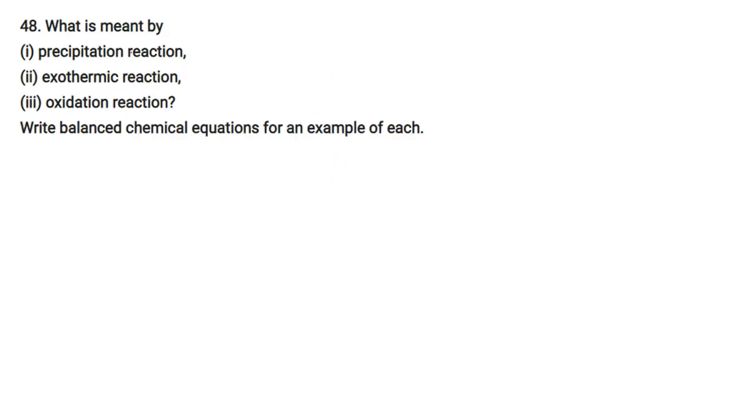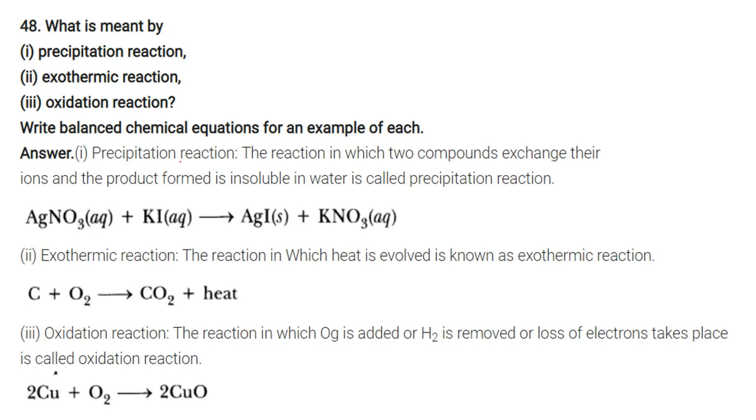What is meant by a precipitation reaction, an exothermic reaction and an oxidation reaction? Write a balanced chemical equation for an example of each. So a precipitation reaction is a reaction in which two compounds exchange their ions and the product formed is insoluble in water, that is, a precipitate is formed. AgNO3 combined with KI, potassium iodide, gives you AgI and KNO3. So this is a precipitation reaction.